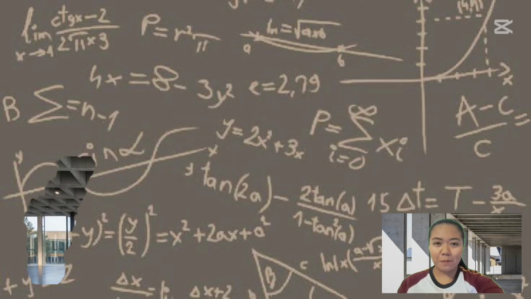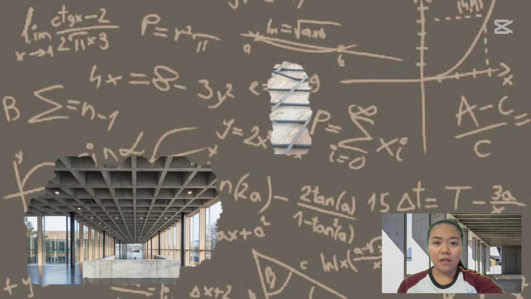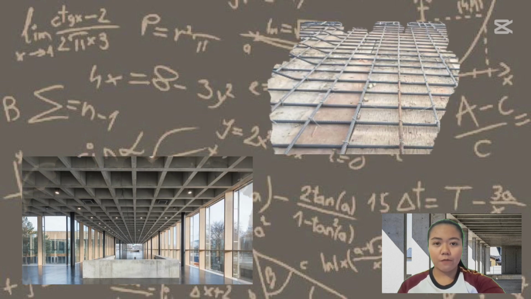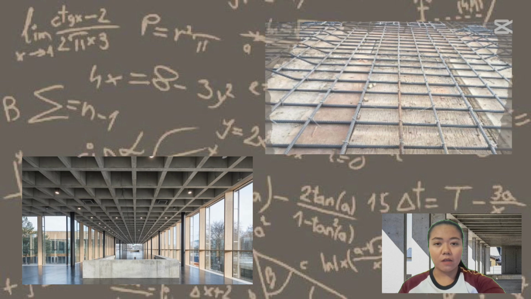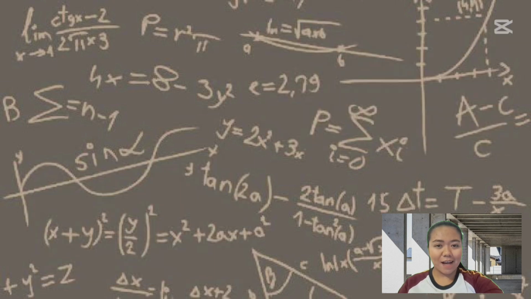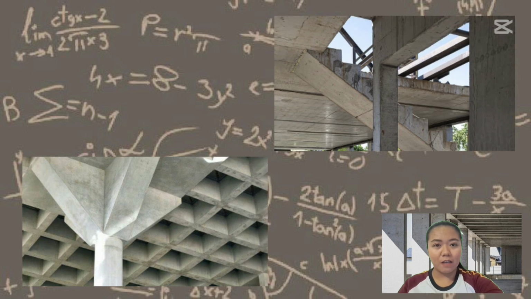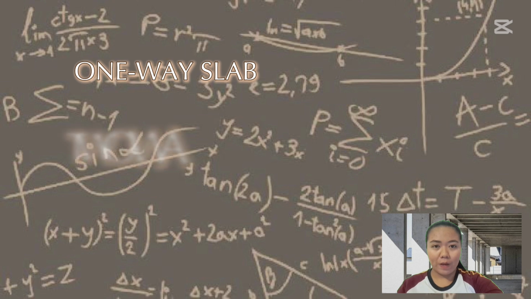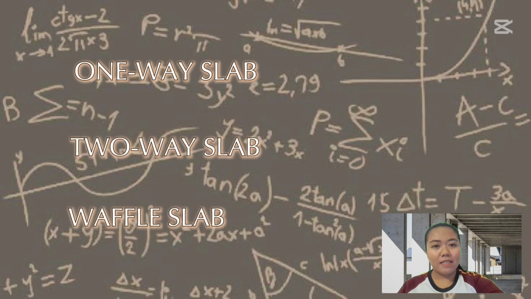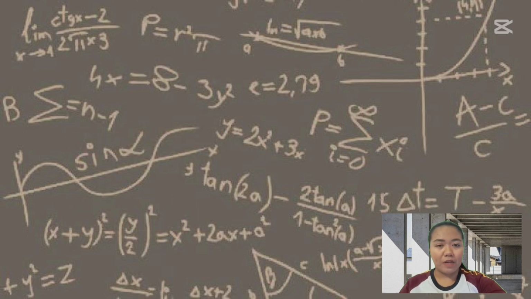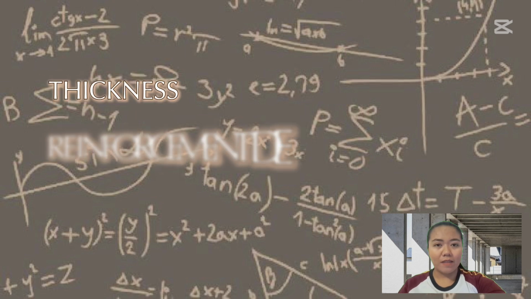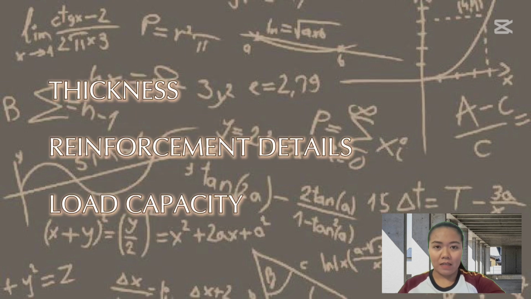Next up, slabs. A slab is a flat, horizontal surface that forms the floors and ceiling of the building. Slabs distribute the weight of everything above them to the beams and columns. They come in types like one-way, two-way, and waffle slabs. The design process involves determining the thickness, reinforcement details, and load capacity to prevent bending or cracking.